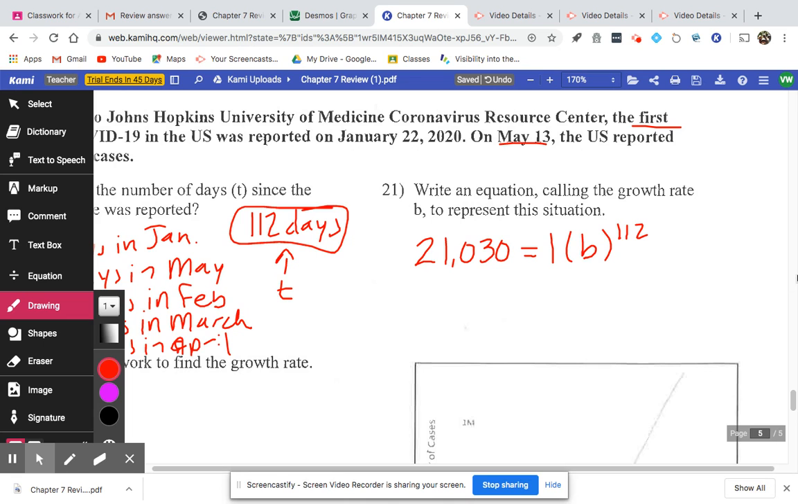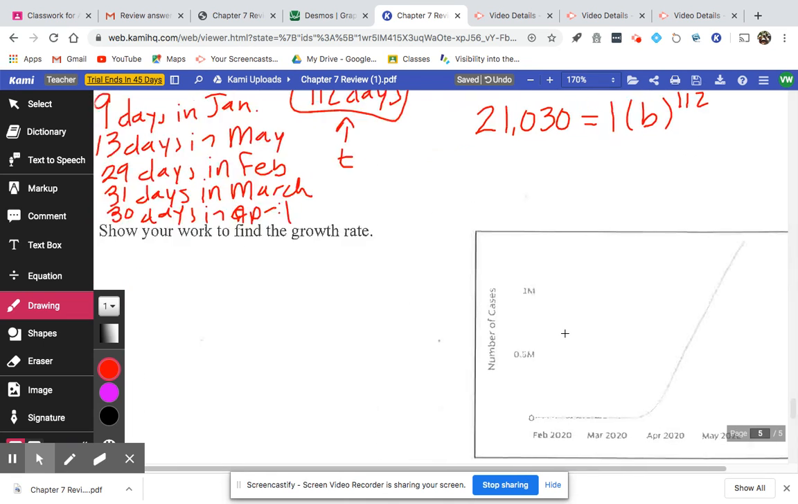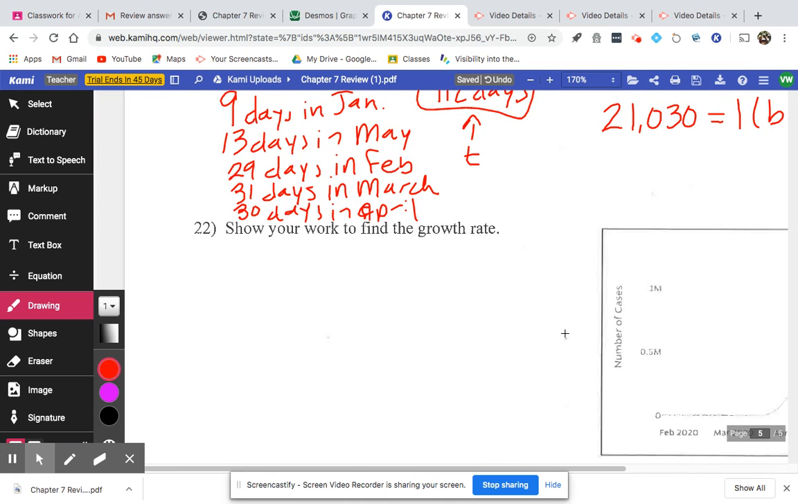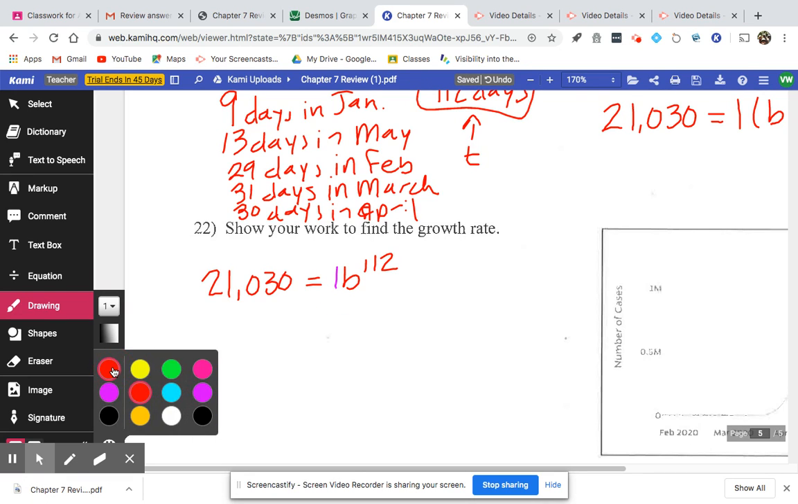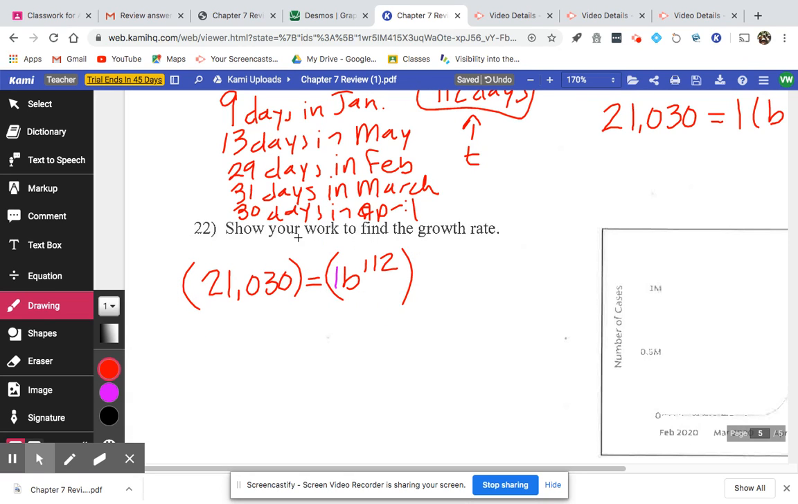Now we need to find the growth rate. Now, there are one of two ways to go about doing this one. The quickest way that I found, 21,030 equals b to the 112. It's understood that the 1 is in front of the b, but it doesn't need to be there. We raise each side to the 1 over 112th power.